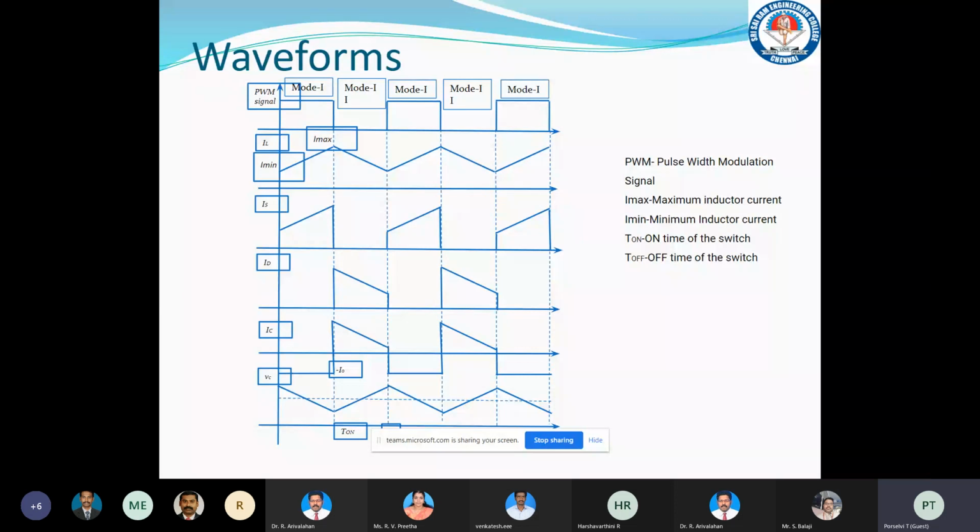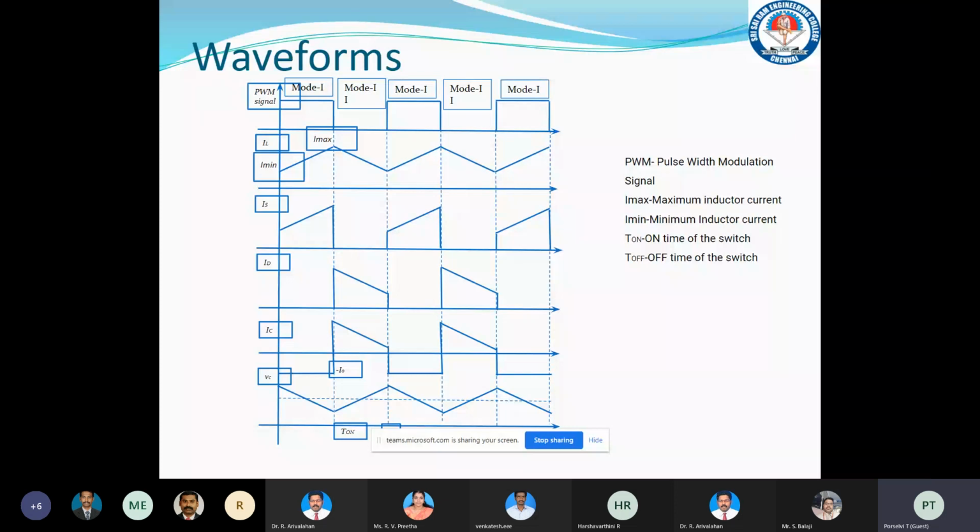During mode 2, it is 0, and the diode current is 0 during mode 1 because it is in the off condition, and during mode 2, the diode current is the same as the inductor current. And the capacitor current is equal to the load current, but the direction of the capacitor current is negative during mode 1. And during mode 2, the capacitor current is the difference between the inductor current and the load current. So it is changing from I max minus I naught to I min minus I naught.